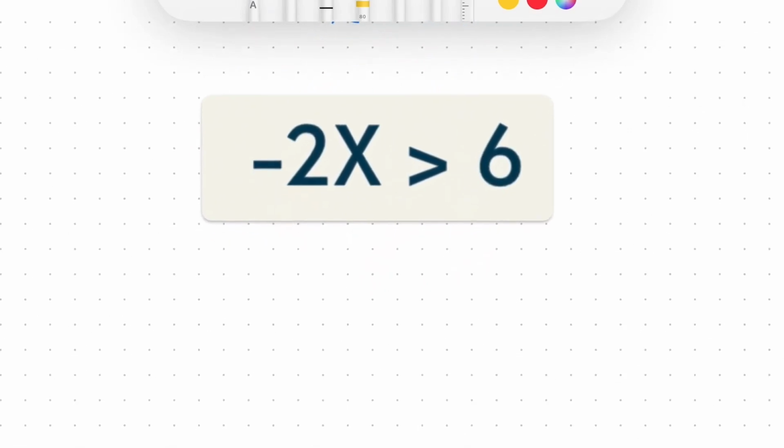Now, what about this inequality? If you think that we should divide both sides by negative 2, then you're correct. The first step is to do that.